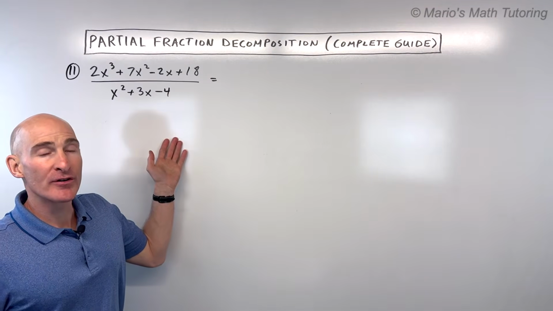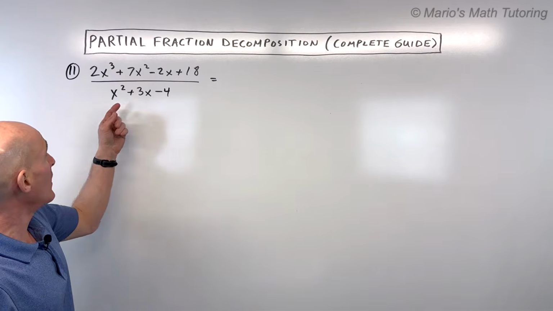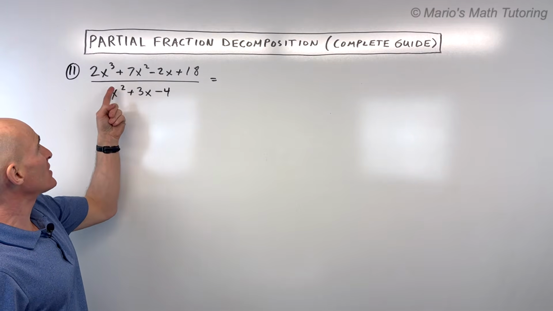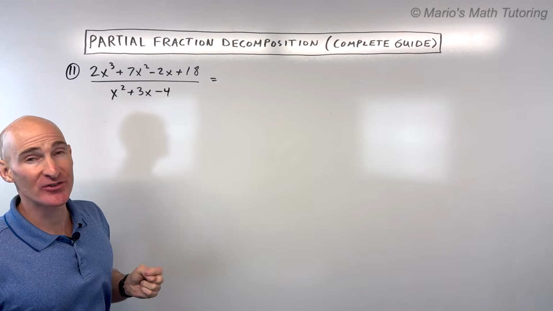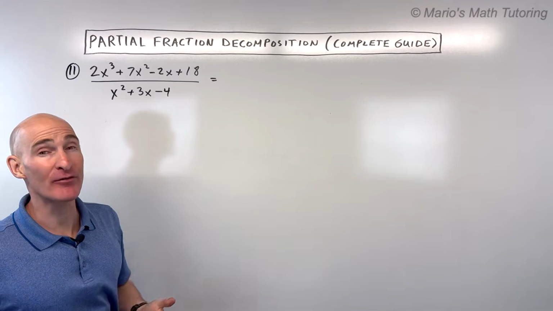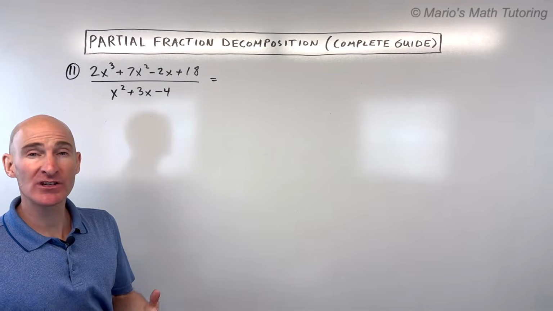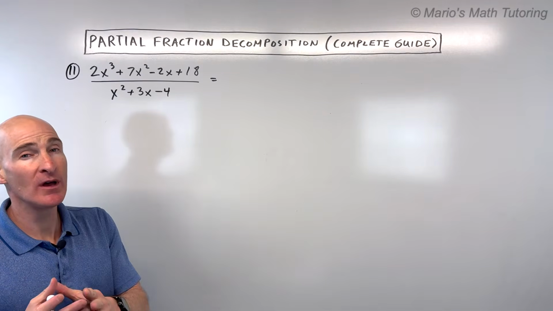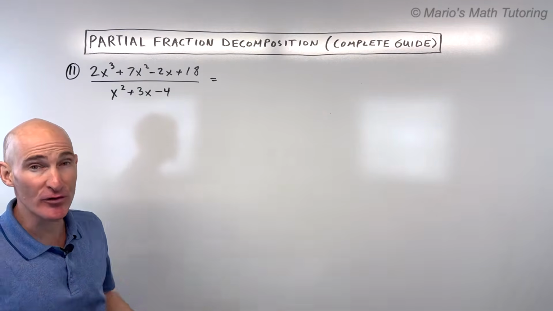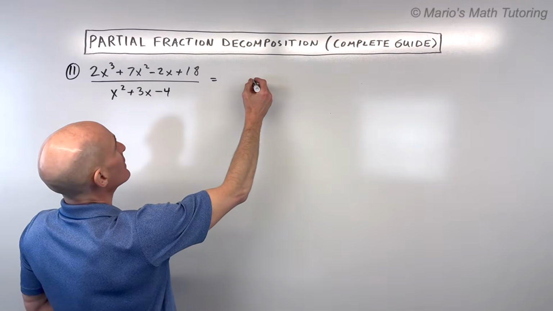Okay, what do you think for number 11? Well, I noticed right away that the numerator's degree is higher than the denominator's degree. That tells us this is an improper fraction. So the first thing you want to do is the long division and rewrite this, and then we'll see if we can do the partial fraction decomposition further. So let's set up our long division here.